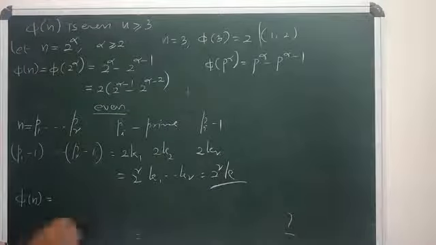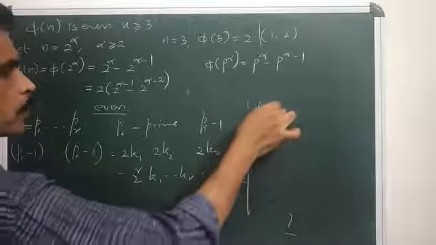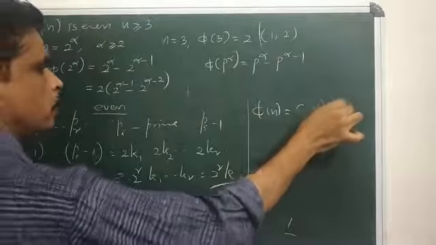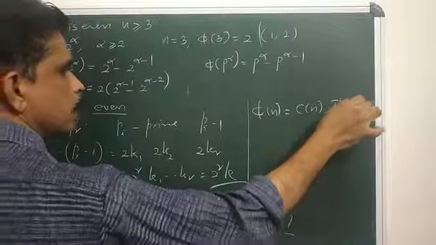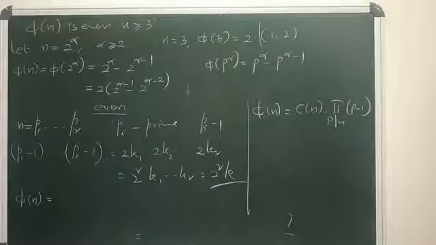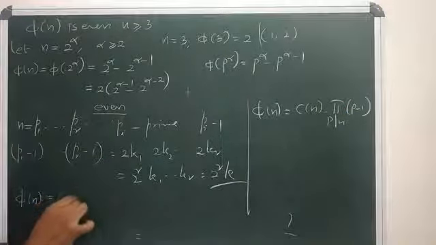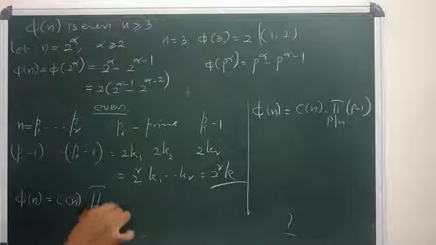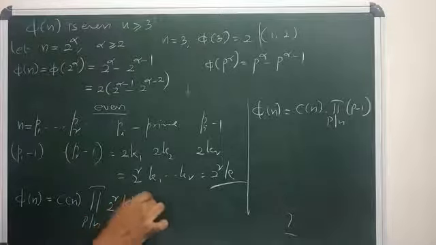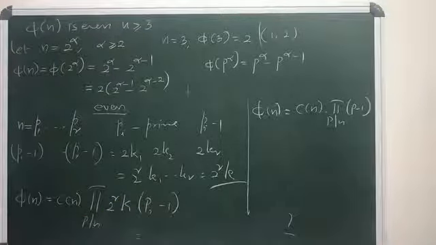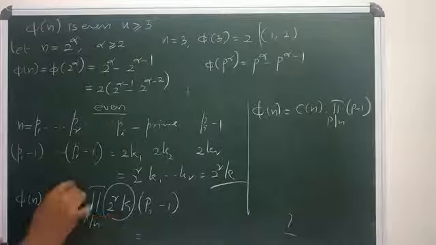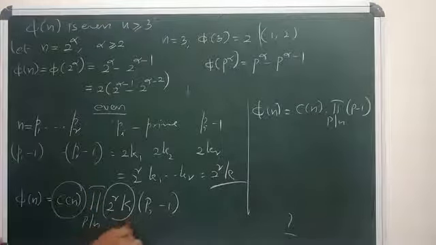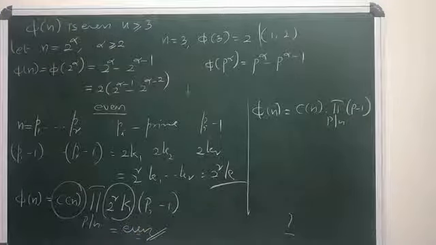So what is phi of n? In the previous case we know that phi of n equals C of n into the product over p dividing n of p minus 1. Agreed. So from there, phi of n equals C of n into the product of pi minus 1, which is 2 power r into k. So that means 2 power r into k is even, and C of n is an integer. So phi of n is always even when n is greater than or equal to 3.